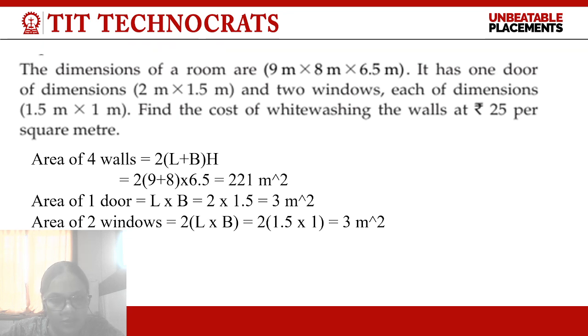Here we are having two windows. That's why we'll multiply it by 2. When we multiply it by 2, we'll get 3. 3 meter square is the area of two windows.